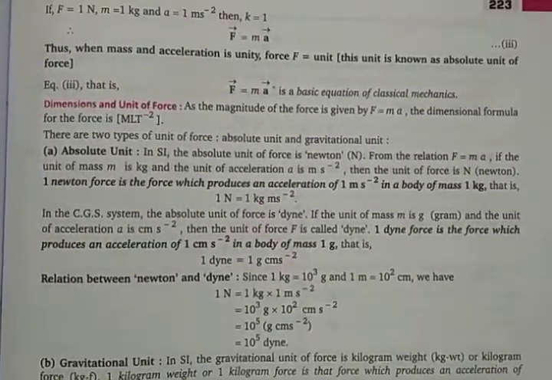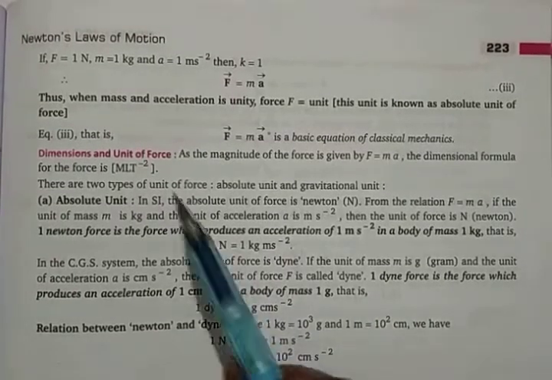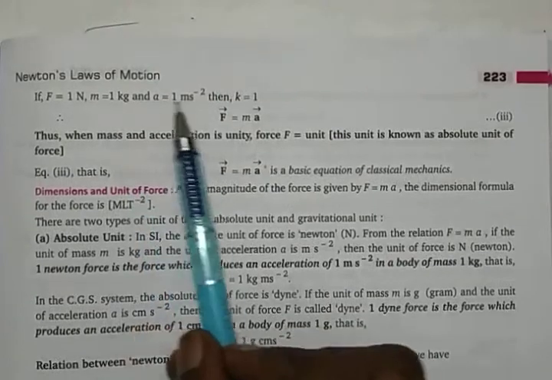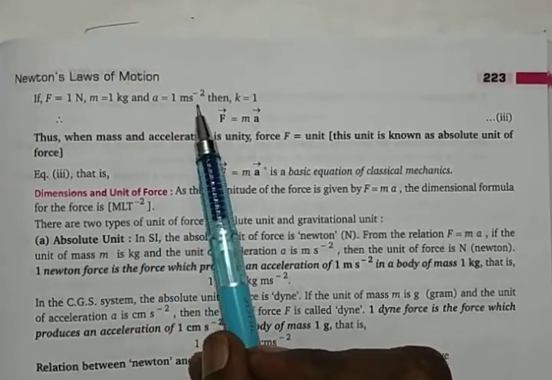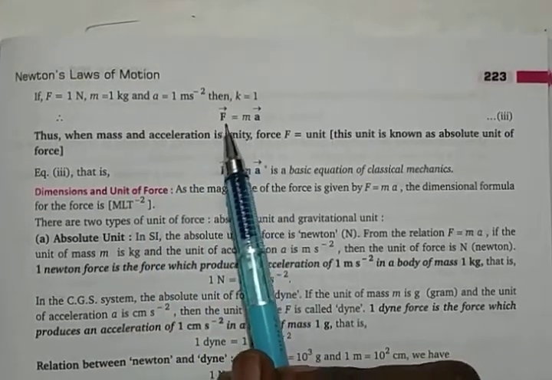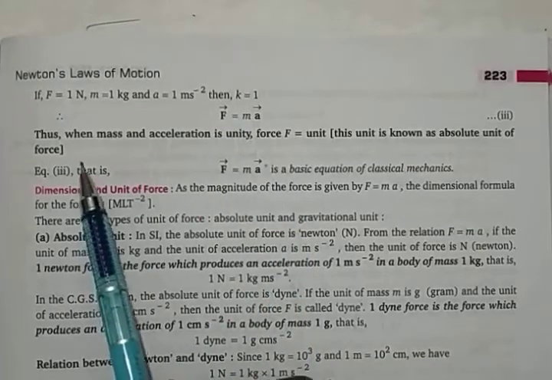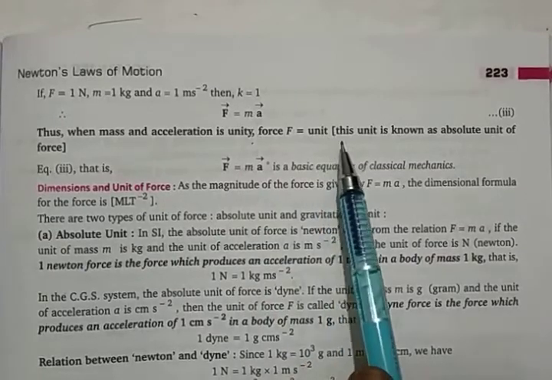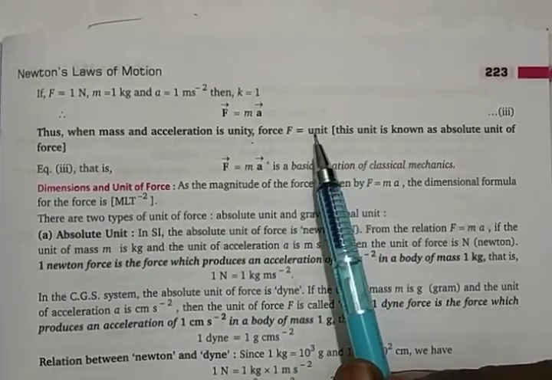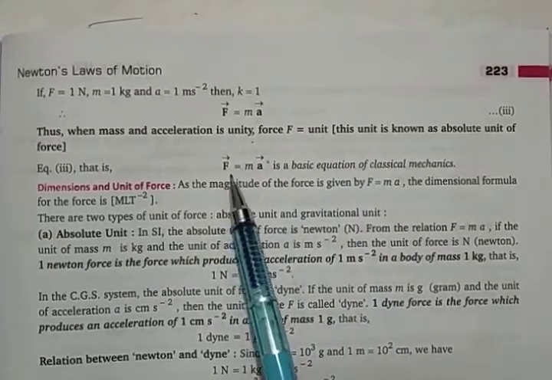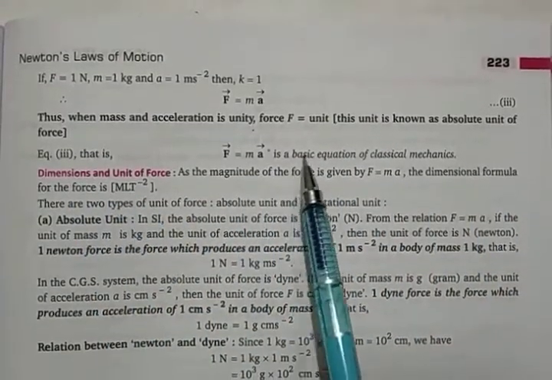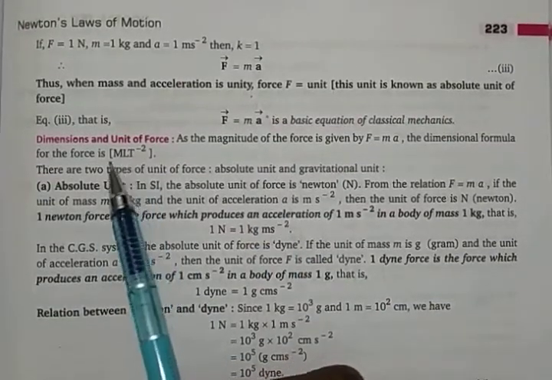Moving further down, you can have the SI unit of this one. So F is going to be 1 Newton when mass is equal to 1 kilogram and acceleration is equal to 1 meter per second square. Then k is equal to 1, that means F is equal to m into a. So when mass and acceleration are unity, the force is going to be equal to unit. This is 1 Newton. So this unit is known as the absolute unit of force. So F is equal to m into a. Dimension of force, we already know, is MLT to the power minus 2.